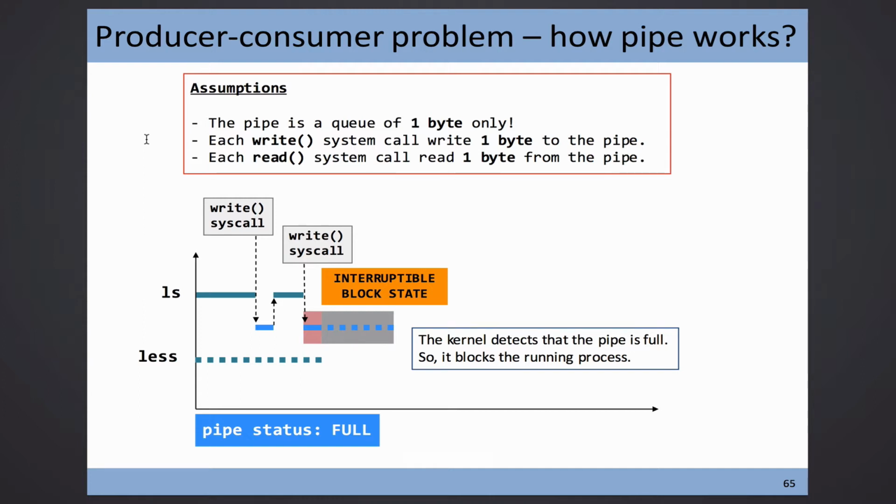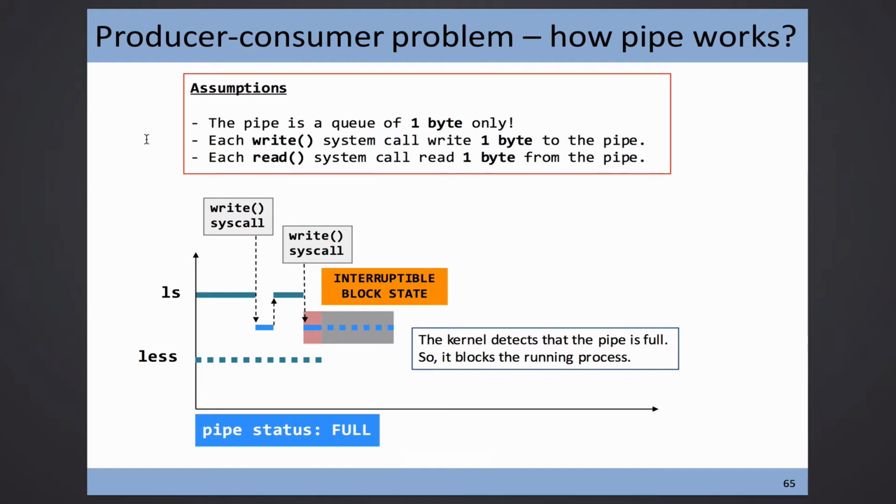Okay. So I make it very explicit that it's an interruptible block state. Why is it interruptible? Let's say I don't want to play anymore. I want to press Control C. Yeah, let's stop this game. So it's still interruptible. You can still quit all the things executing. If it's uninterruptible, that means you cannot even press Control C to kill them.